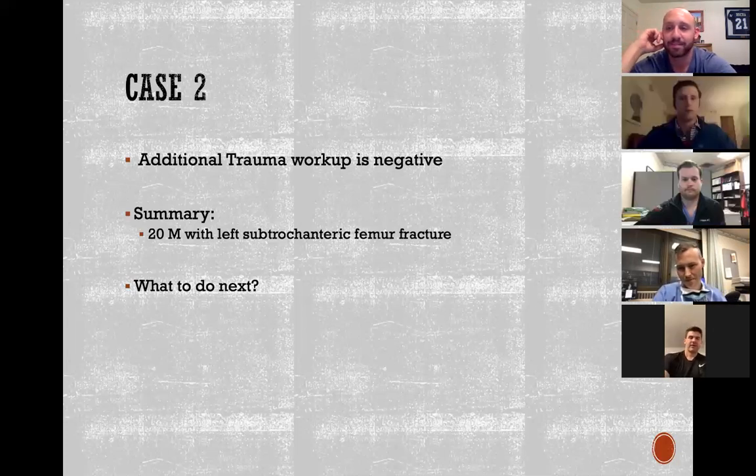I think I would maybe lean towards doing a traction pin and at least pull that back out to length. Given the time of day, I don't think taking him to the OR is necessarily emergent unless there's something like an open fracture, decreased ABIs, or some type of distal neurovascular compromise that would be a red flag.